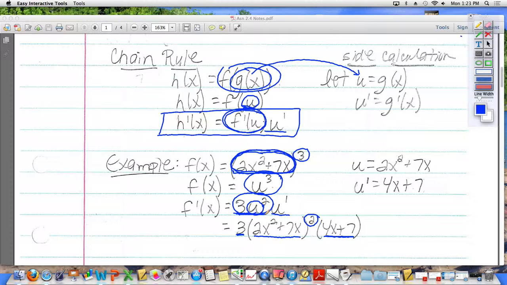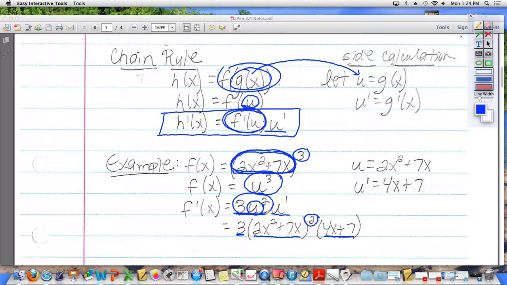Well, you said that u is 2x squared plus 7x. The derivative of that is 4x plus 7. You're okay with that, right? 4x plus 7. All right, so I wrote down 3u squared times u prime. But then I took these u's and rewrote them, just replacing u with what u is, and I replaced u prime with what the derivative of u was, 4x plus 7 in this case.